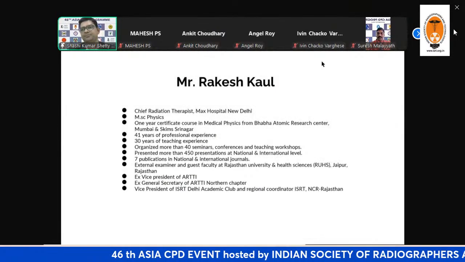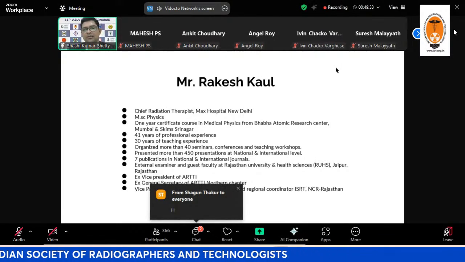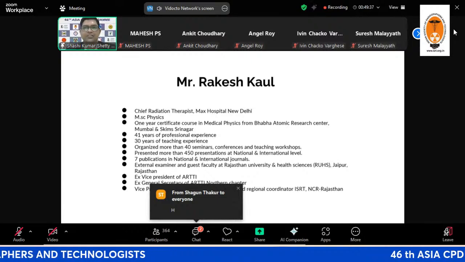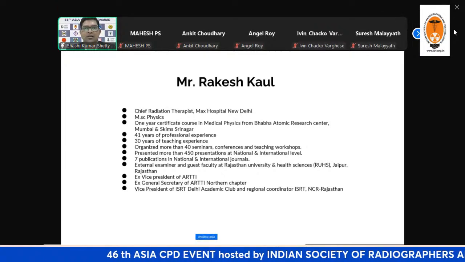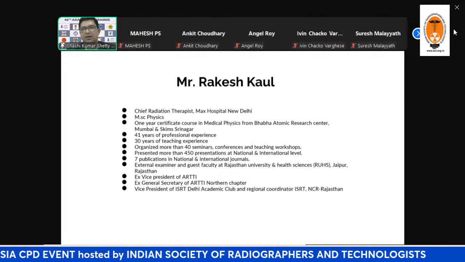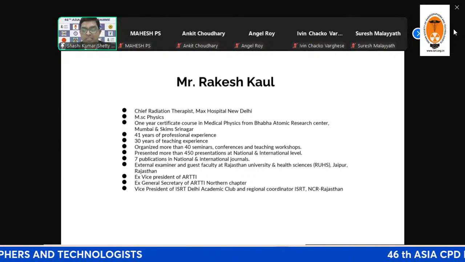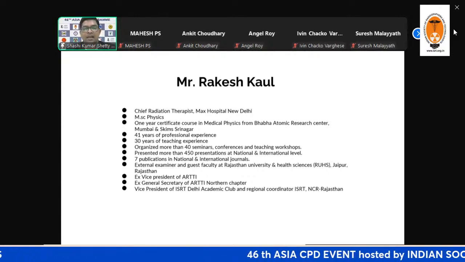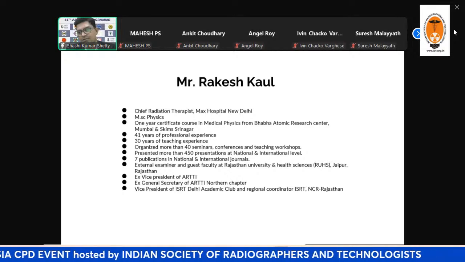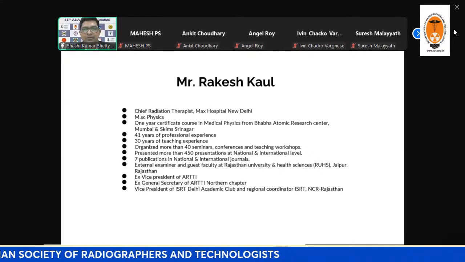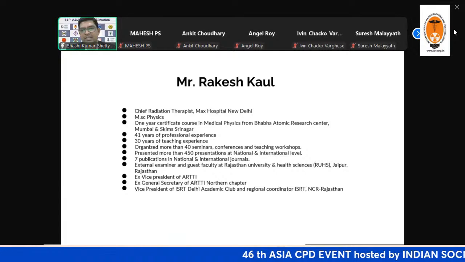The next topic is adaptive radiotherapy. We have Mr. Rakesh Kaul, who is working as a chief radiation therapist at Max Hospital, New Delhi. Sir has pursued MSc Physics and a 1-year certification course in medical physics from Bhabha Atomic Research Centre, Mumbai. Sir has vast experience of 41 years in professional practice and 30 years of teaching experience. Sir has organized more than 40 seminars, conferences, and teaching workshops, presented more than 450 presentations at national and international level, and has 7 publications in national and international journals.